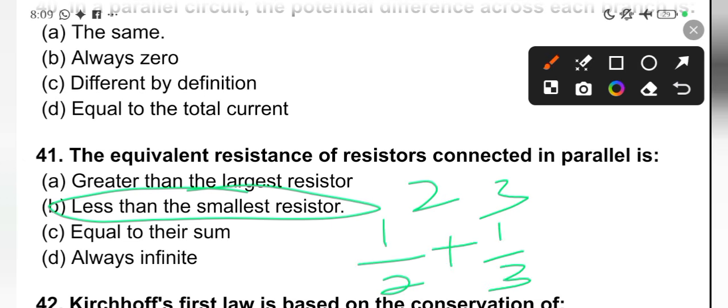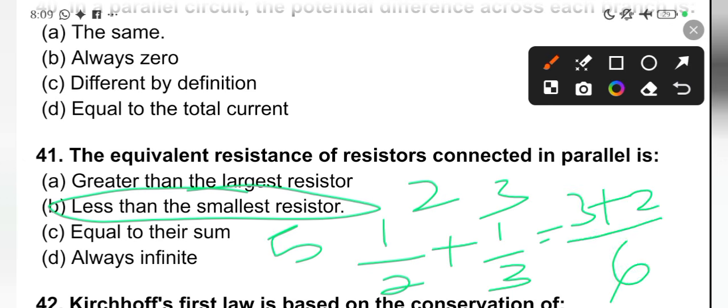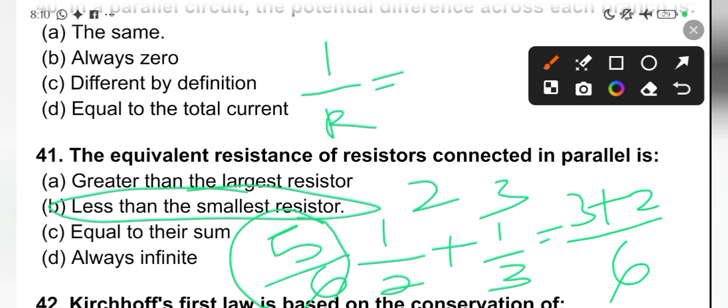By the time we find the LCM, which is 6, we'll be having 3 plus 2 over 6, right? That gives us what? 5 over 6. As simple as that. So if you look at this now, the total equivalent is 5 over 6, and remember you have 1 over R, right? 5 over 6, which means that R will be what? 6 over 5. Now 6 over 5 is not less than 2, which is the smallest.